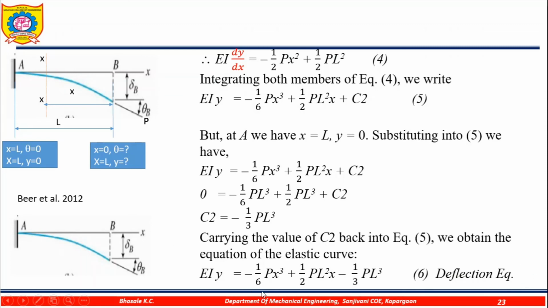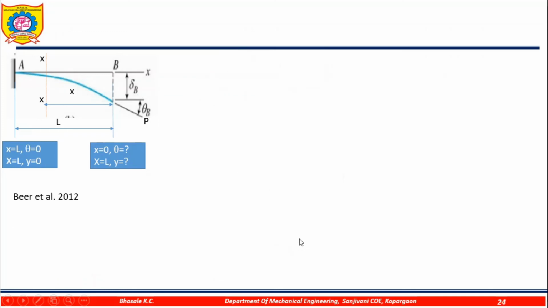Then what is the use? To find out the deflection at point B, we'll use this equation. We'll put the boundary condition. Actually, the value of x should be 0 at point B. What is the y value?